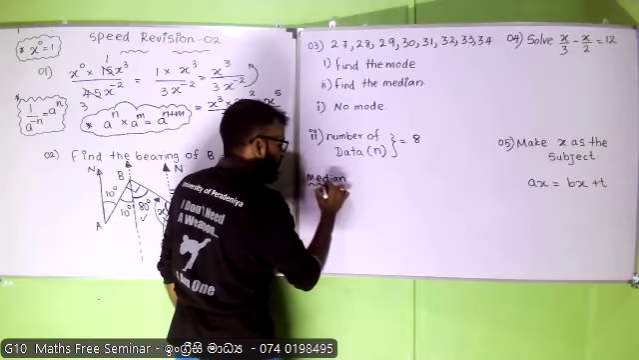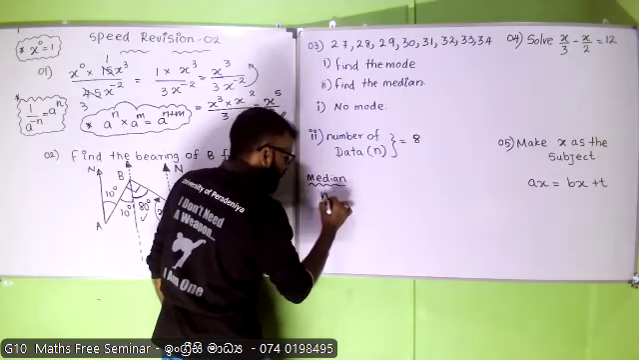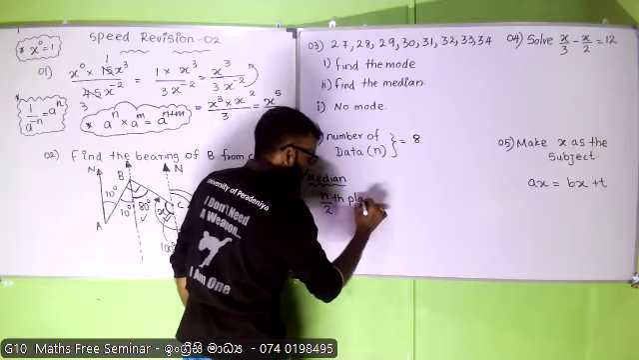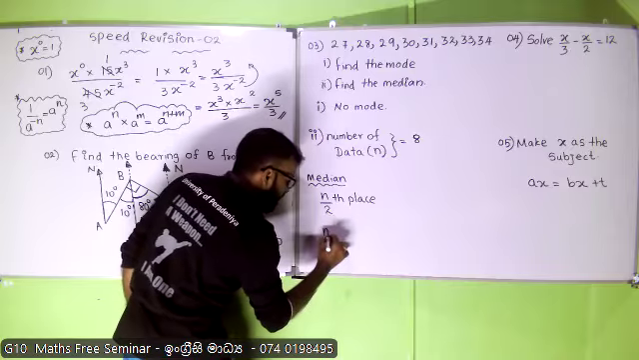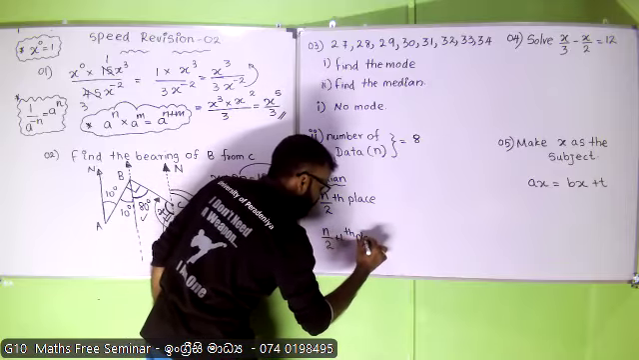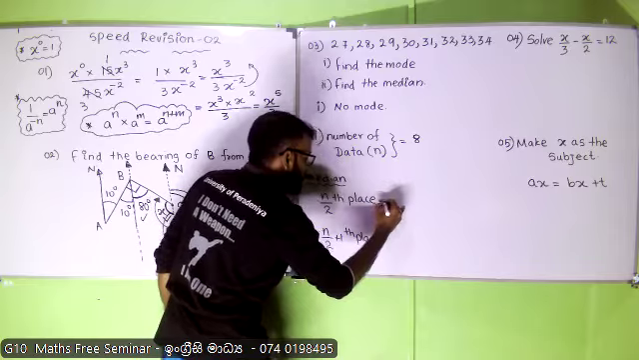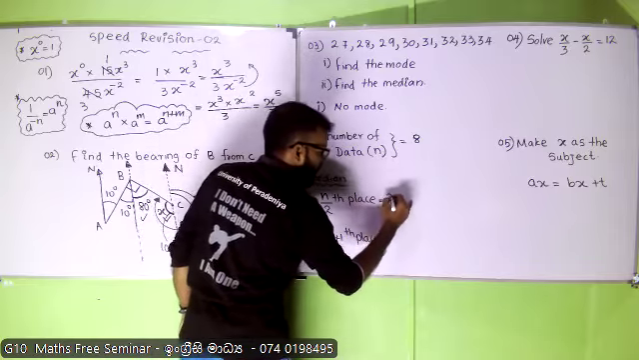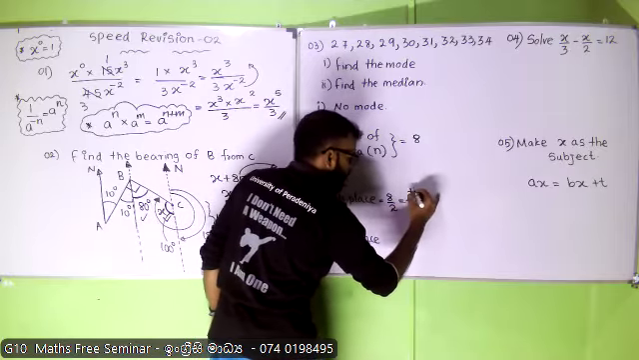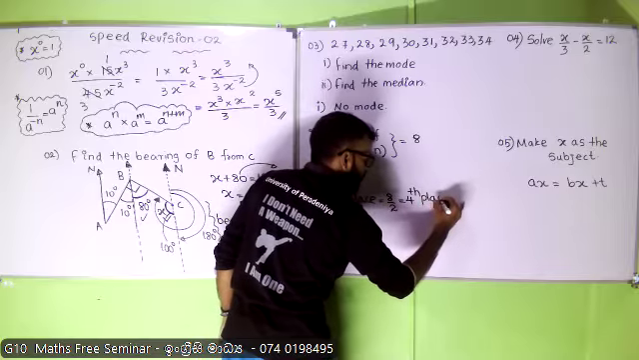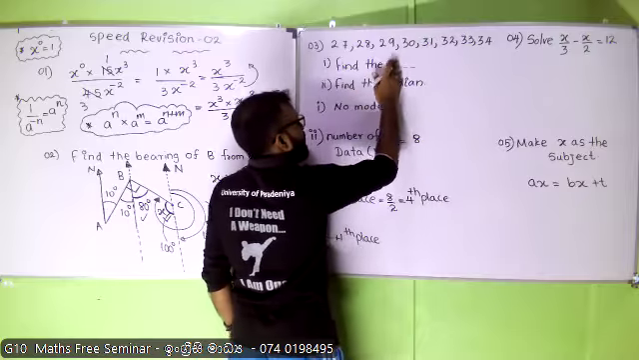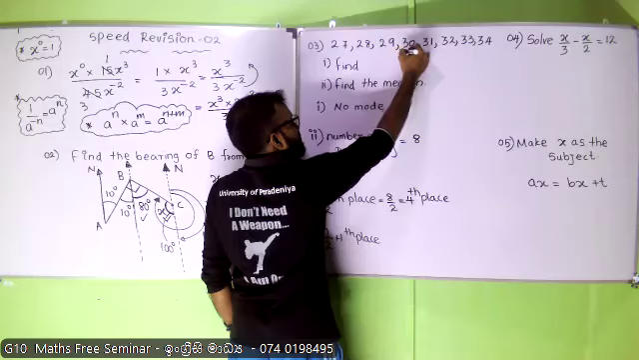Before you find the median, you need to find the n divided by 2 place and the n divided by 2 plus 1 place also. So n divided by 2, 8 divided by 2, equals the 4th place. So what is the value in the 4th place? 1, 2, 3, 4. Here I have the 4th place.